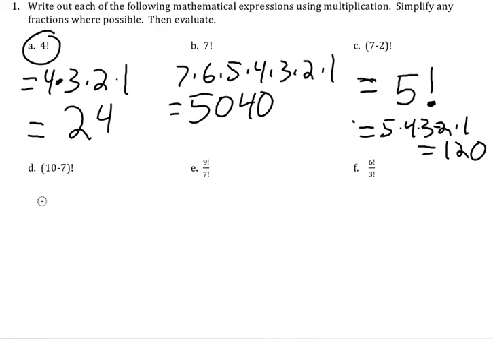Similarly, 10 minus 7 is 3. So this question is really just asking what 3 factorial is. 3 times 2 times 1, it's 6.